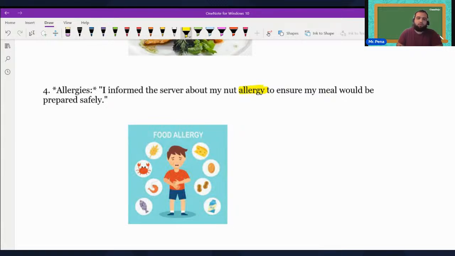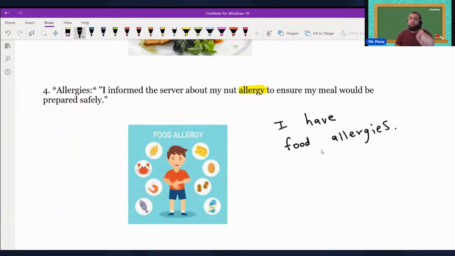Now, for the higher learners, you try. Good job. Now, here's an easy, simple sentence for the low beginners. I have food allergies. I'm going to say it again, and then you say it. I have food allergies. Pretty good.